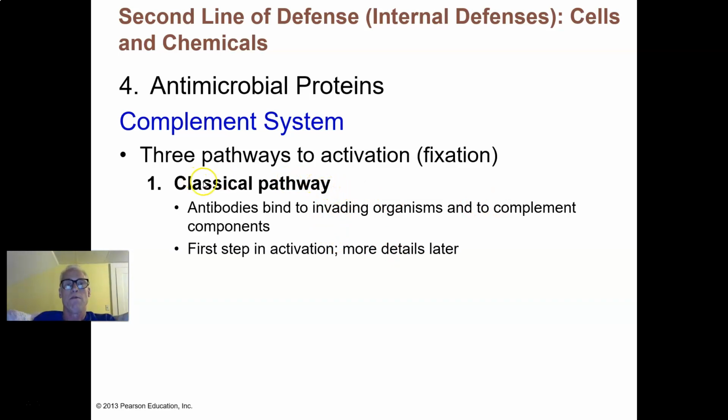So there's 3 different ways that the complement system can get turned on, the series of proteins that are in the plasma. One is if there are antibodies which have already been produced by the adaptive immune system at some point in time, and if it comes in contact with a microorganism that's present, it's going to turn on the complement system.